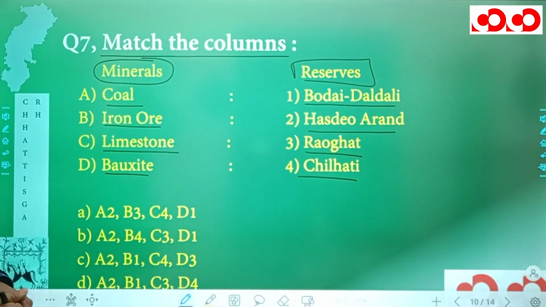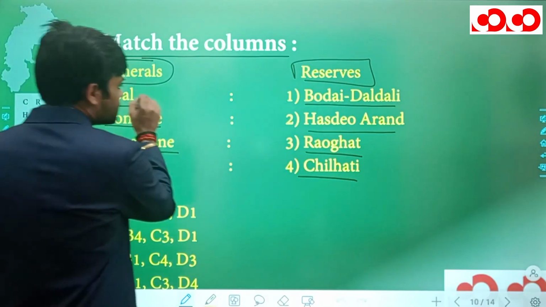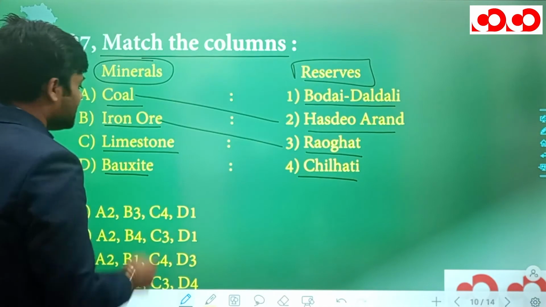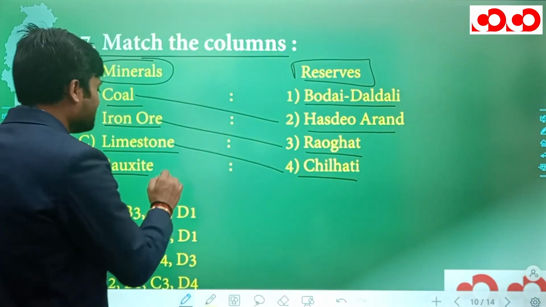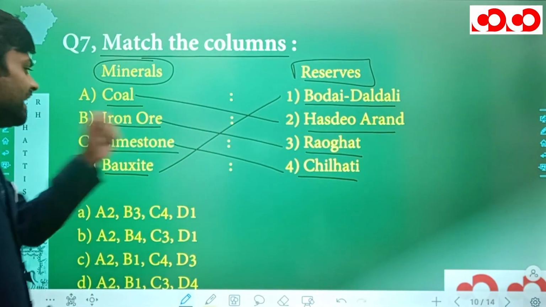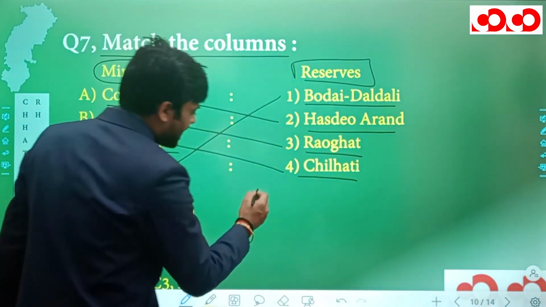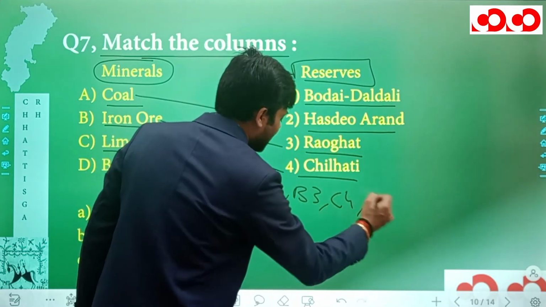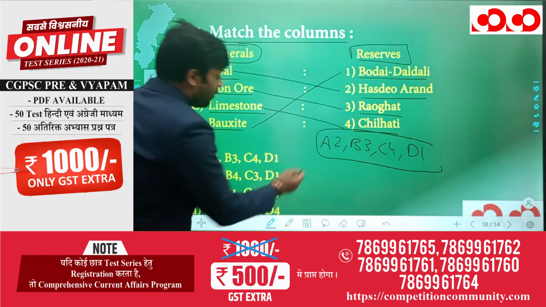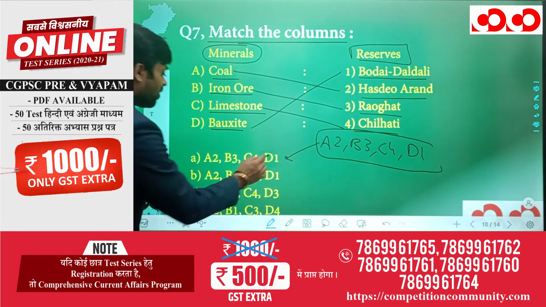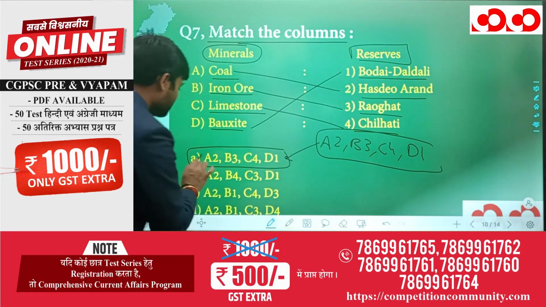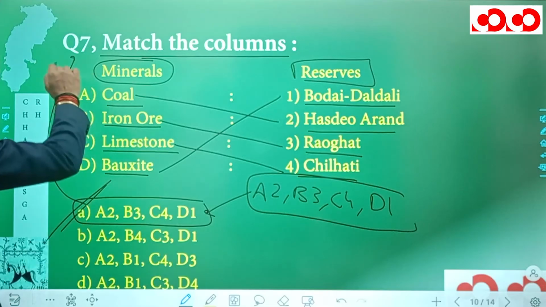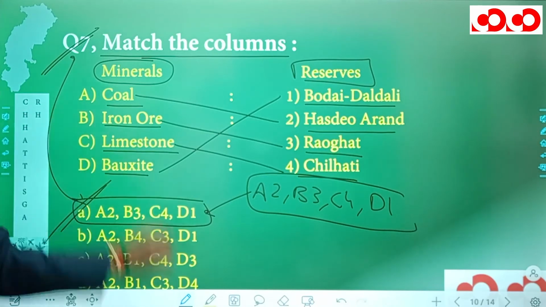Now coming back to the question, coal can be matched with Hasdev Aran, iron ore can be matched with Rao Ghat, limestone can be matched with Chilhati, and bauxite can be matched with Bodai Daldali. So when forming pairs, we have A2, B3, C4 and D1. Now matching this with the options we have, in option A itself we have A2, B3, C4 and D1, and hence this option A is going to be the correct option for our 7th question.